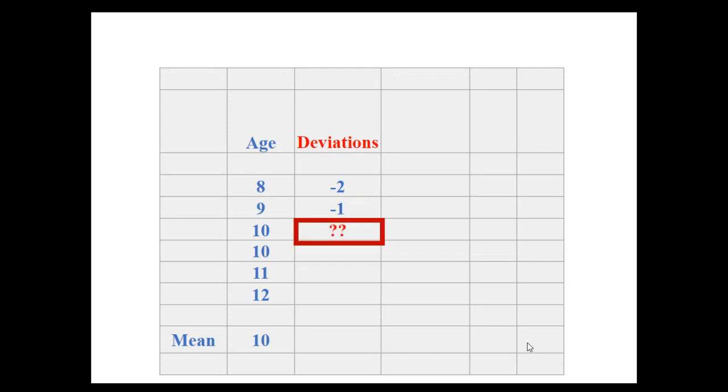Okay, let's try it with 10. What is the deviation for 10? Well, before we do that, we don't even have to do the subtraction, right? If a raw score is equal to the mean, we automatically know the deviation is 0. If you subtract 10 from 10, no matter which one you subtract from the other, you're going to get 0. So the deviation is 0. So we can do this with all the numbers like this.